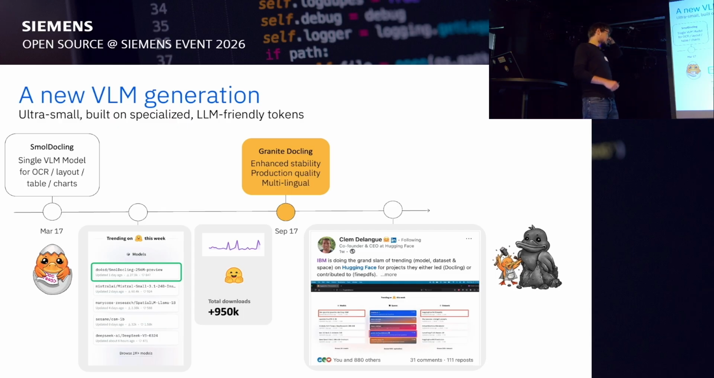So that was the first iteration that we got with SmolDocling as a collaboration with Hugging Face, and then we moved on and made the second iteration called Granite Docling with many more features. And essentially now, as you will see later, we're building the third, most powerful iteration as we go.